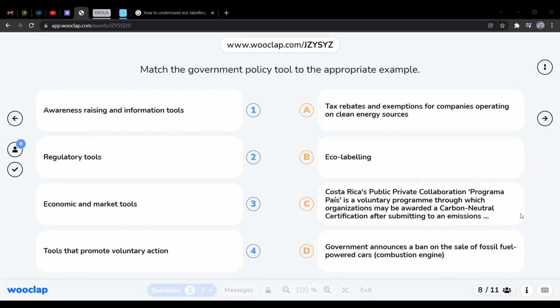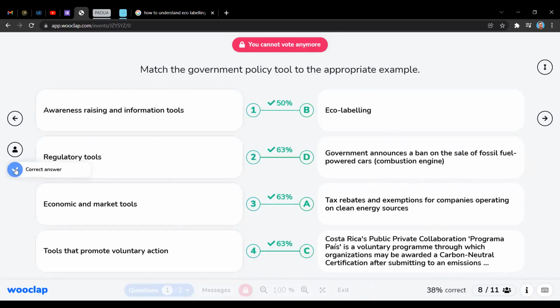Okay, we're going to end here. So let's take a look at your answers. Let's see what you guys said. 50% of you got the first one correct. I'm sure it's showing you on your phone, telling you congratulations if you got it correct. So awareness raising and information tools is eco-labeling. I'm going to talk about this in a bit, but let's talk about the others.